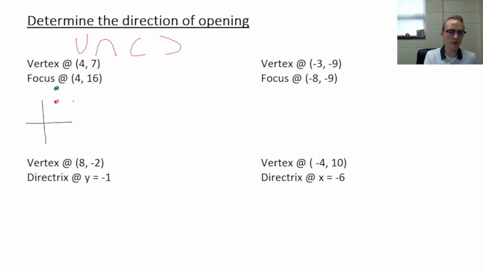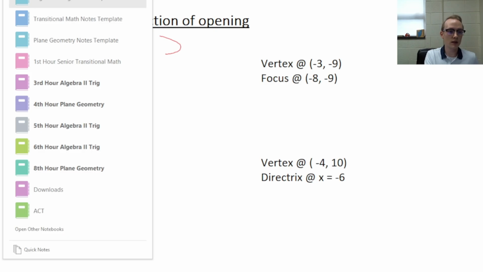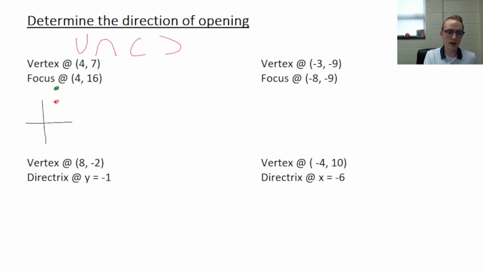Again, it doesn't have to be exact. I know that if this distance right here is 7, then this is probably not 16, but that's okay. All we need to know is that our focus is directly above our vertex, because that's enough to determine the direction of opening. Remember, the focus is always inside the parabola. So we can quickly say that this parabola is going to open up. Our answer would be up.